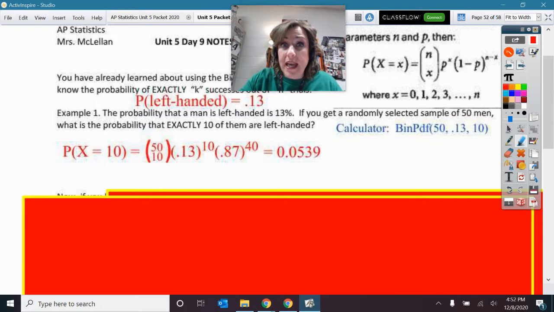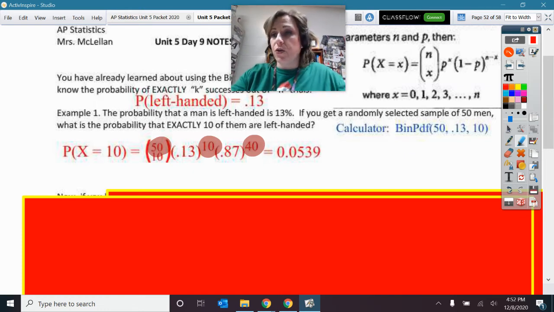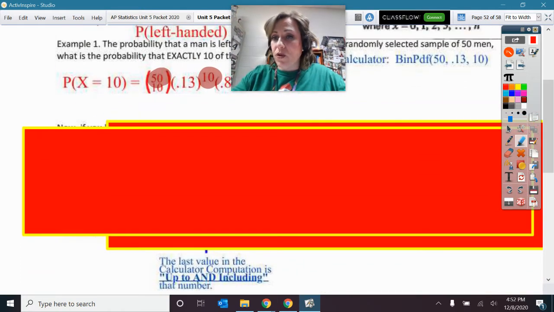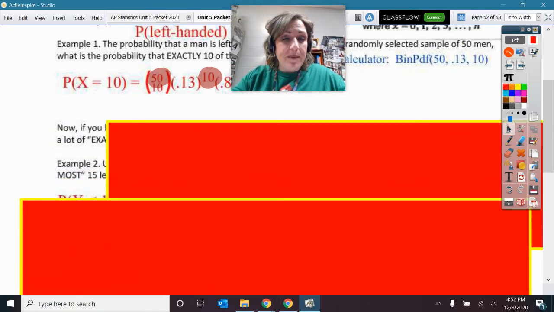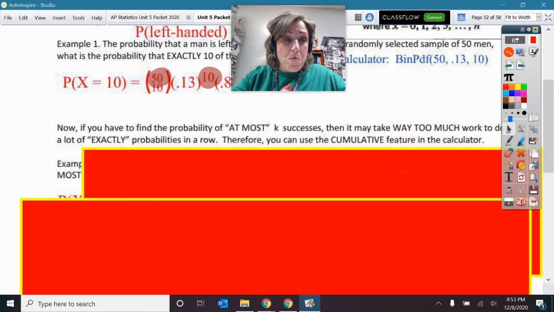Now, don't forget that failures plus successes is the total N. So that's the safety net for you, okay? Failures plus the successes is that total N. All right, moving on. Let's see what happens now that is a little different.